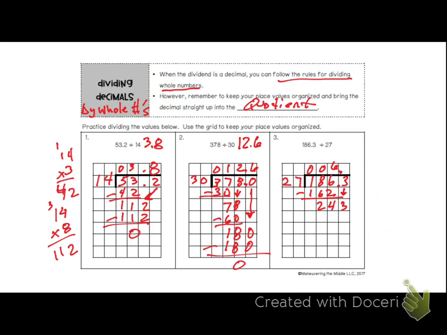Well, I know 27 times 10 is 270. So I'm going to try 9 times 27. 9 times 7 gives me 63. Carry a 6. 9 times 2 is 18. Plus that 6 is 24. I ended up with 243. My problem is now finished. I need to rewrite my answer. I have 6.9.